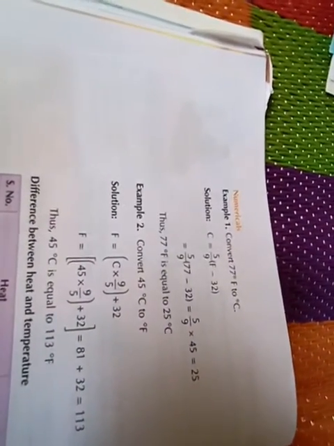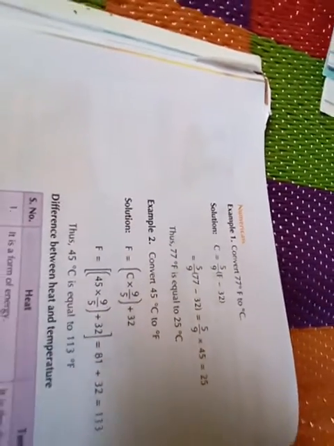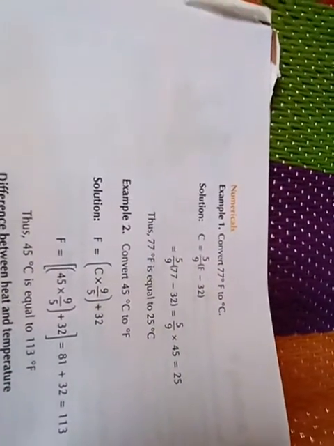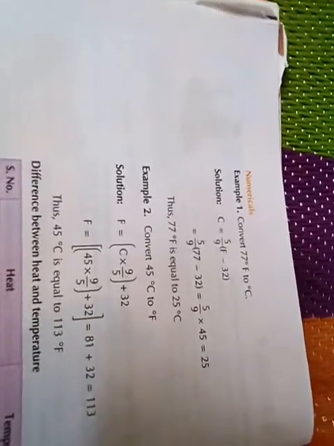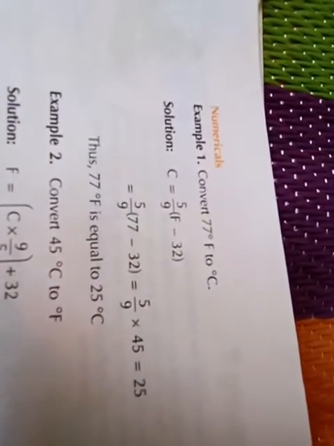Because the Celsius scale has 2 points divided by 100. So 5 by 9 multiplied by 45, why 45? Because 77 minus 32 is 45. So 9 and 45 are divisible by 9. 9 ones are 9, 9 fives are 45. So 5 multiplied by 5 is 25 degree Celsius. That means 77 degree Fahrenheit is equal to 25 degree Celsius.